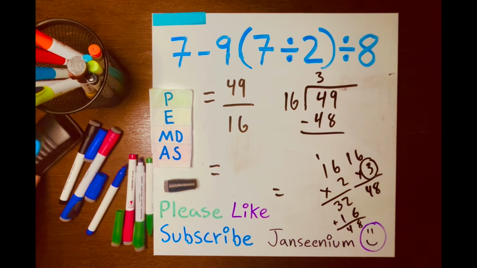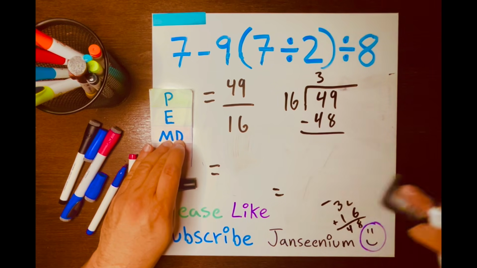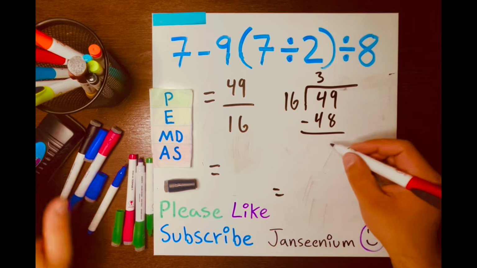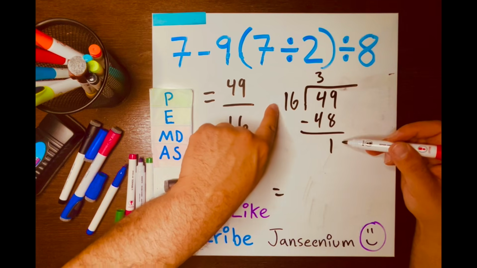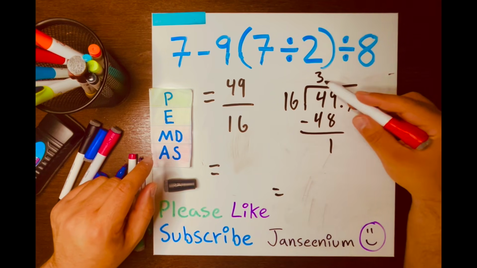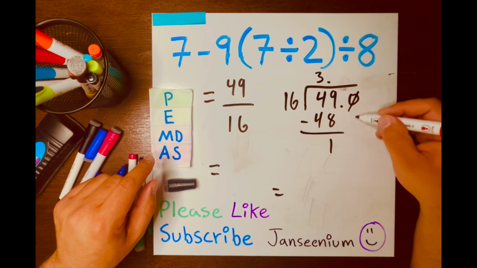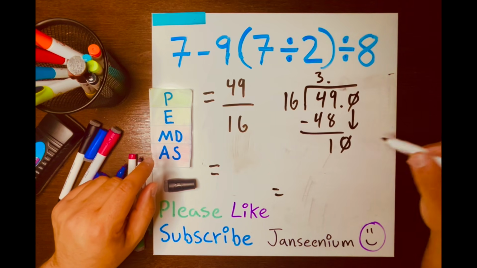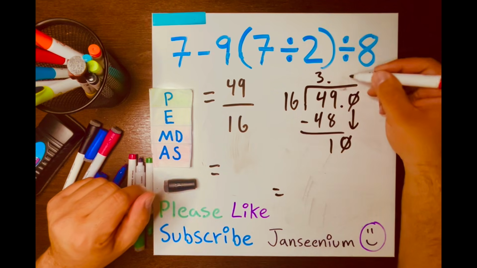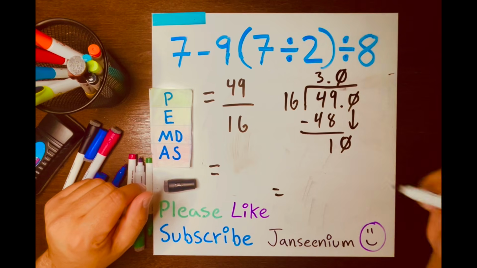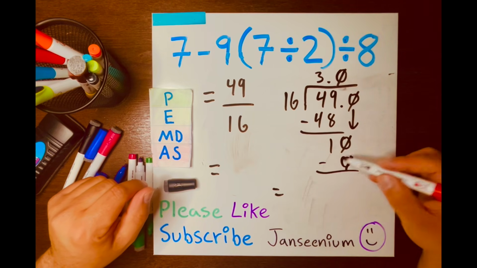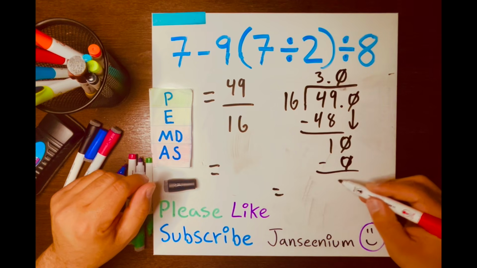And then let me just erase this for space. And then we subtract. So 49 minus 48 is 1. And then you can't fit 16 into 1, so the 1 needs to borrow a 0. So I add decimals after the 3 and after the 49, bring down the 0, give it to the 1. Now the 1 becomes 10. You can't fit 16 into 10, so that's a 0. And then 0 times 16 is 0, and 10 minus 0 is 10.